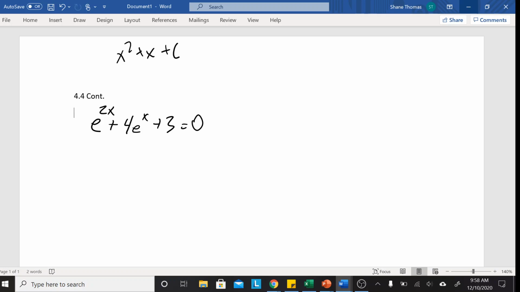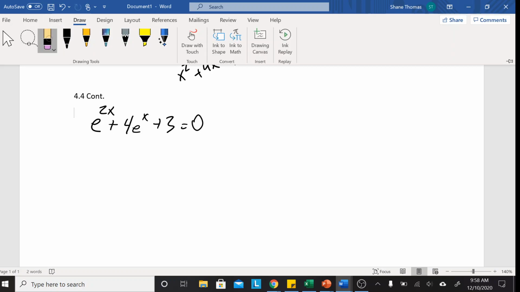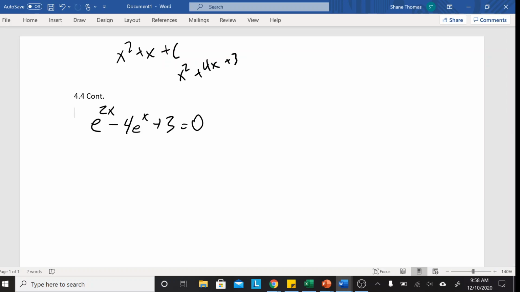Okay. So if I was going to factor, I'd have x squared plus 4x plus 3. Sorry, I wrote this wrong. It should be a minus. Sorry about that.